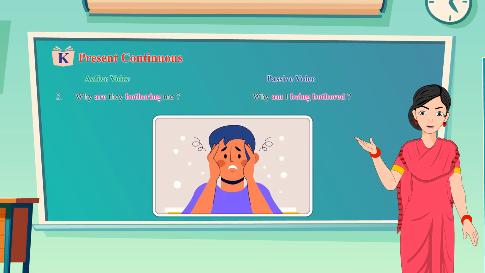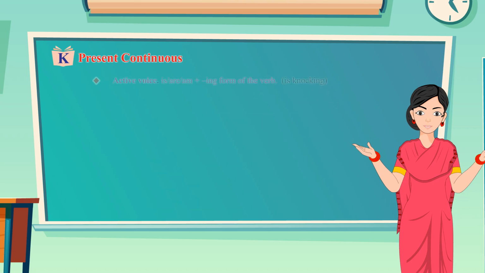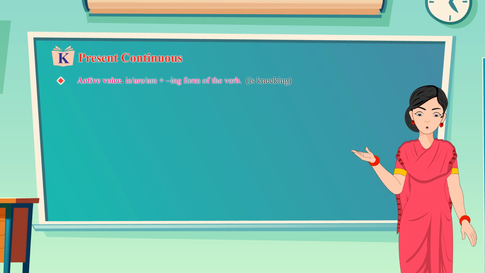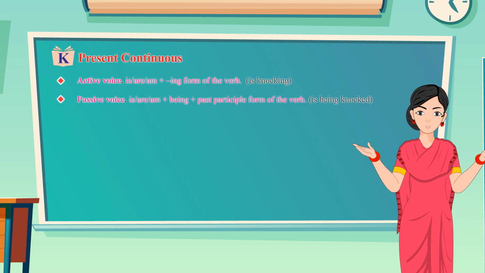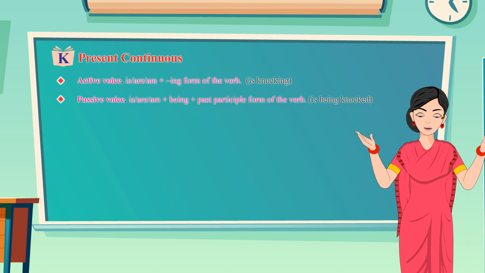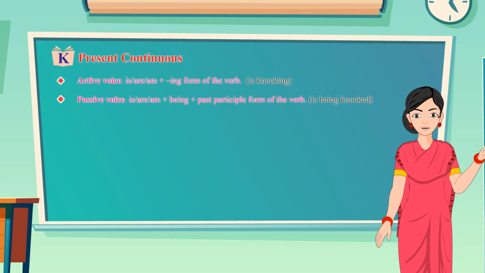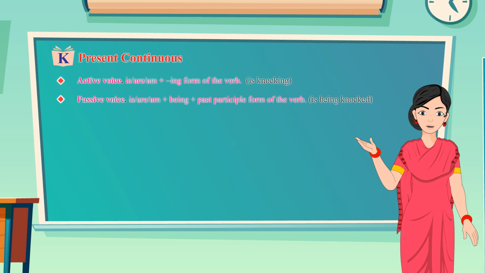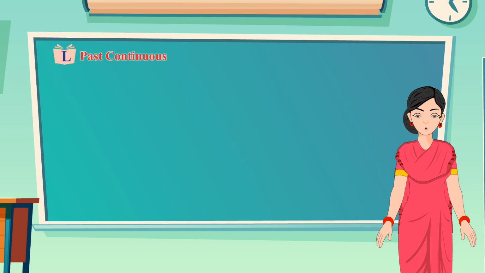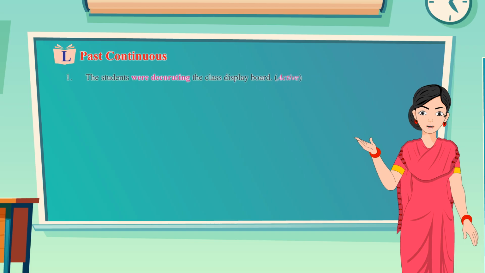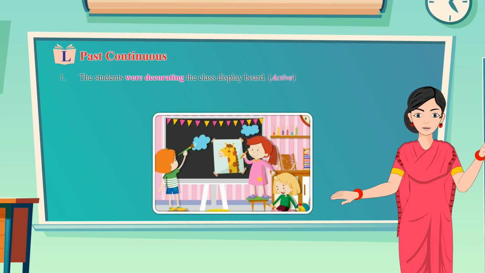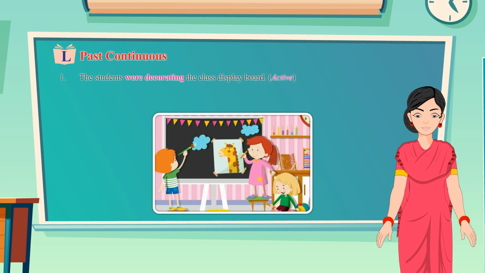Past continuous. 1. The students were decorating the class display board. Active. The class display board was being decorated by the students. Passive. 2. Why was the police checking all the cars? Active. Why were all the cars being checked? Passive. Active voice: was/were plus ing form of the verb, were decorating. Passive voice: was/were plus being plus past participle form of the verb, was being decorated.